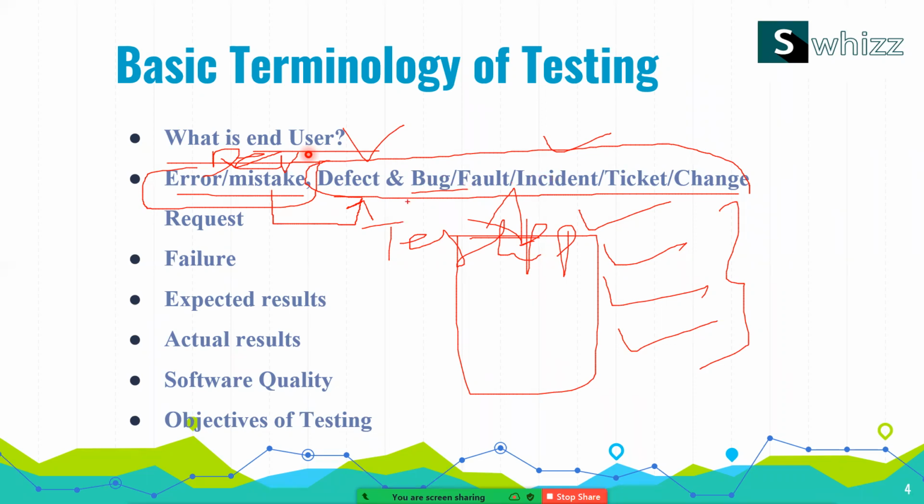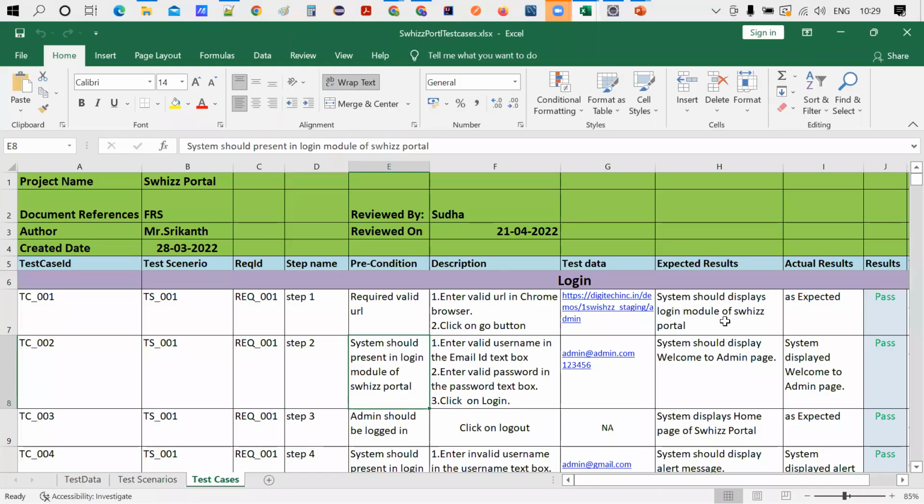So what is a bug exactly? How will you find the bug? As we have just seen here, you have expected results and actual results. Expected means you will write some steps here on what you need to perform after getting the build from the development team. You will maintain some steps here.